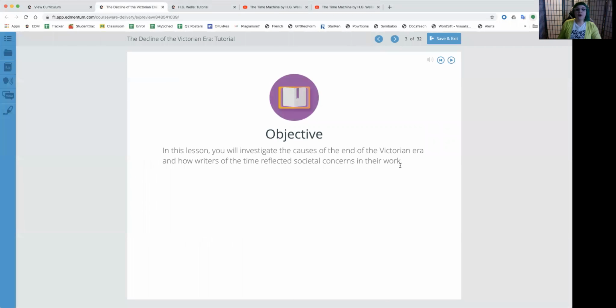All right, so your learning target for today is that you will be able to investigate the causes of the end of the Victorian era, and you can also see how writers of the time reflected societal concerns in their work.